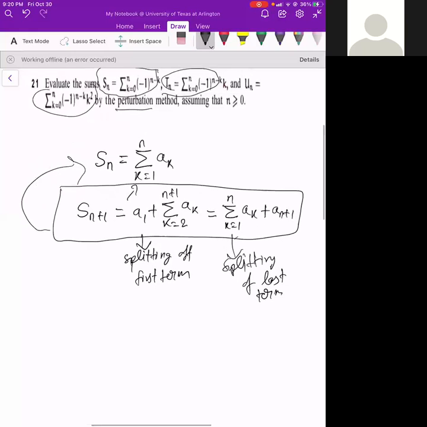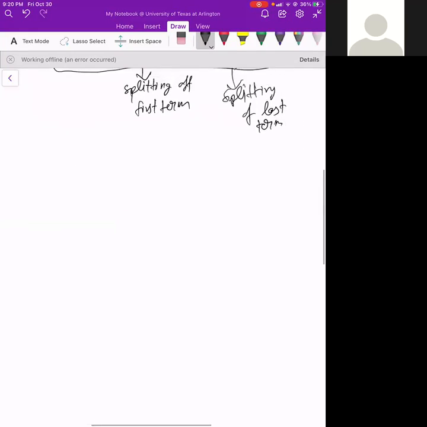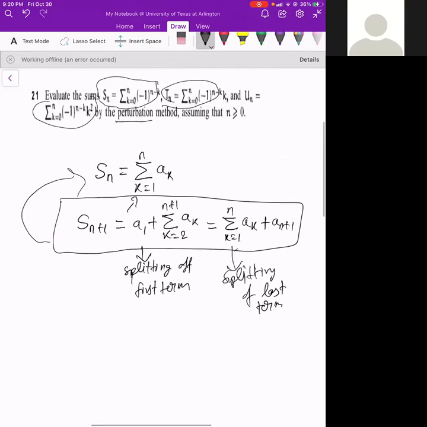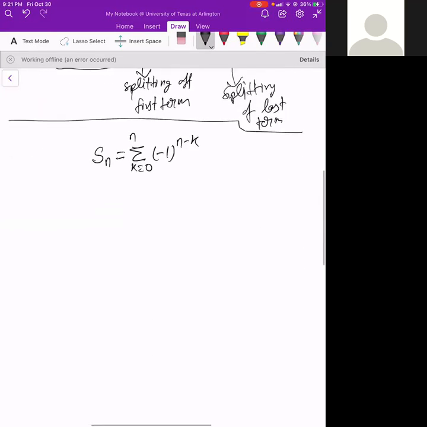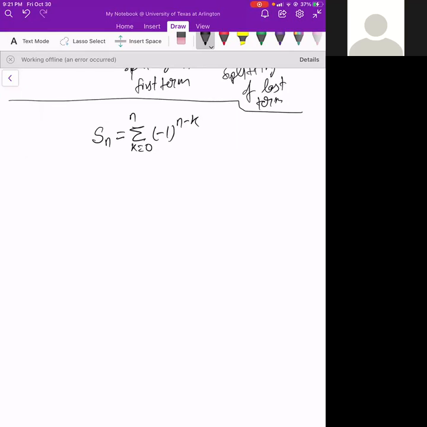All right, so let's get started with our equation. Let's start with Sn. We basically have Sn equals the summation from k equals 0 to n of minus 1 to the power n minus k. Our job is to evaluate this sum. So we will apply the perturbation method and start splitting it for S sub n plus 1.